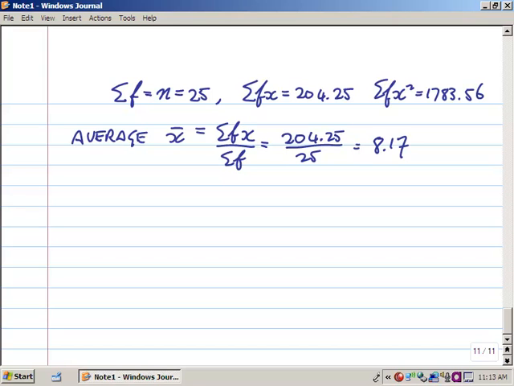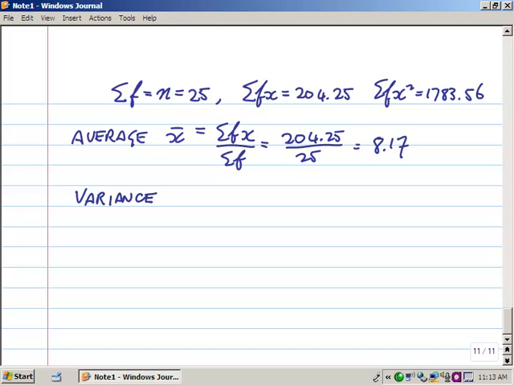Okay, and you'll notice, going back to your table, that most of the data points are close to that. The modal interval is 7 through less than 8.5. So that makes sense that the average is there too.